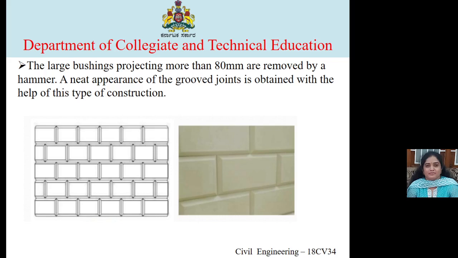The large bushings projecting more than 80 mm are removed by a hammer. A neat appearance of the grooved joints is obtained with the help of this type of construction.